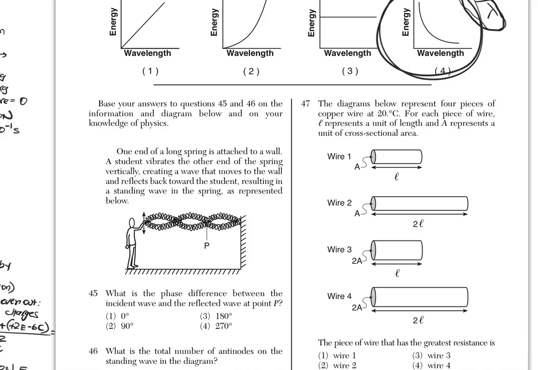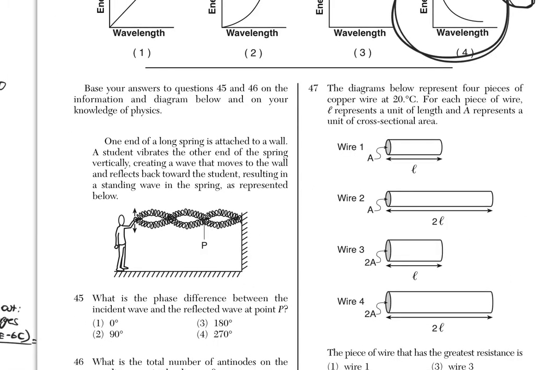45 and 46. We have a spring that a person is vibrating on the wall, and it looks to me like a standing wave. So it says the student vibrates the other end of the spring, making a wave that moves to the wall and reflects back towards the student, making a standing wave, which is the best way to make a standing wave. That's kind of like when I took the rope spring and I shook it when it was attached to the desk to make a standing wave. Same principle.